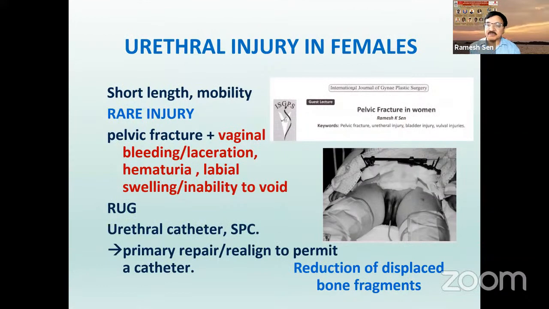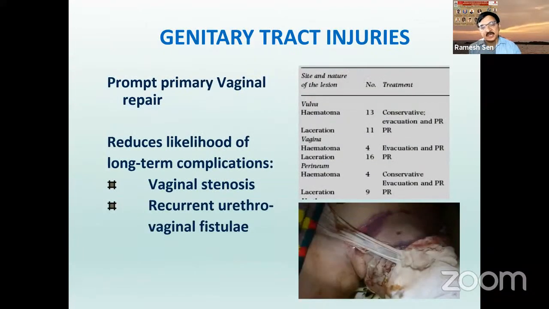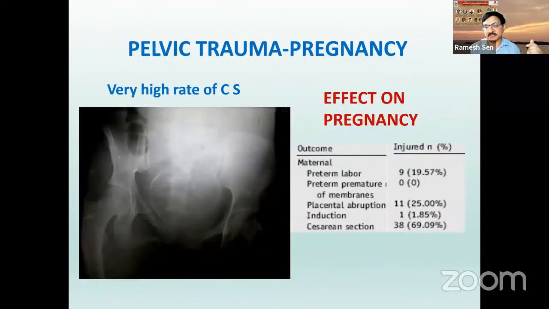In females, as we have published, the urethra is small, but still they can have a lot many problems in a pelvic fracture situation where the reduction of displaced fragments is very important in these cases also. And these patients, the ladies, can end up with vaginal stenosis or recurrent urethrovaginal fistula as a complication of that pelvic trauma affecting the genital injuries.